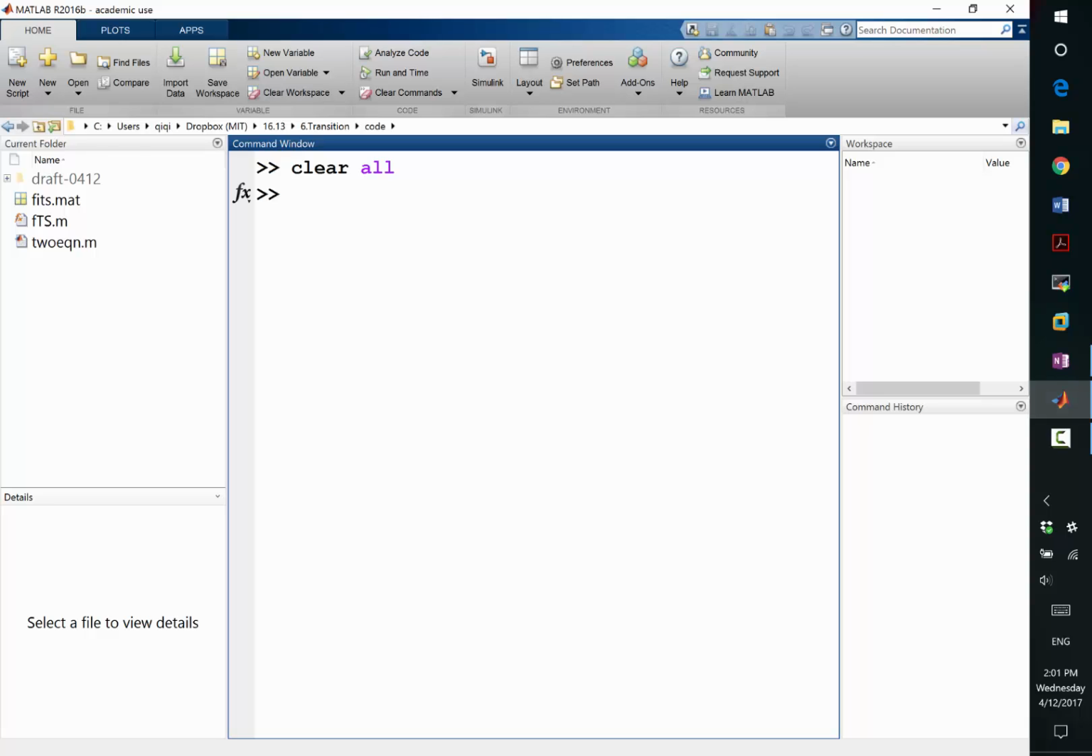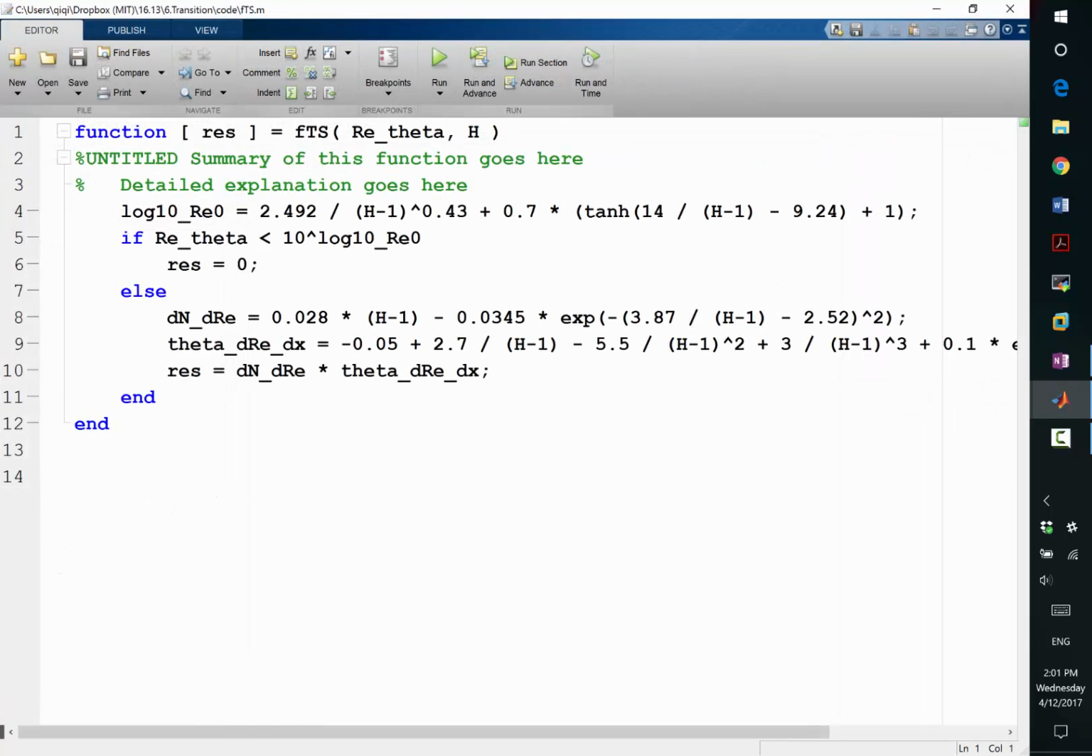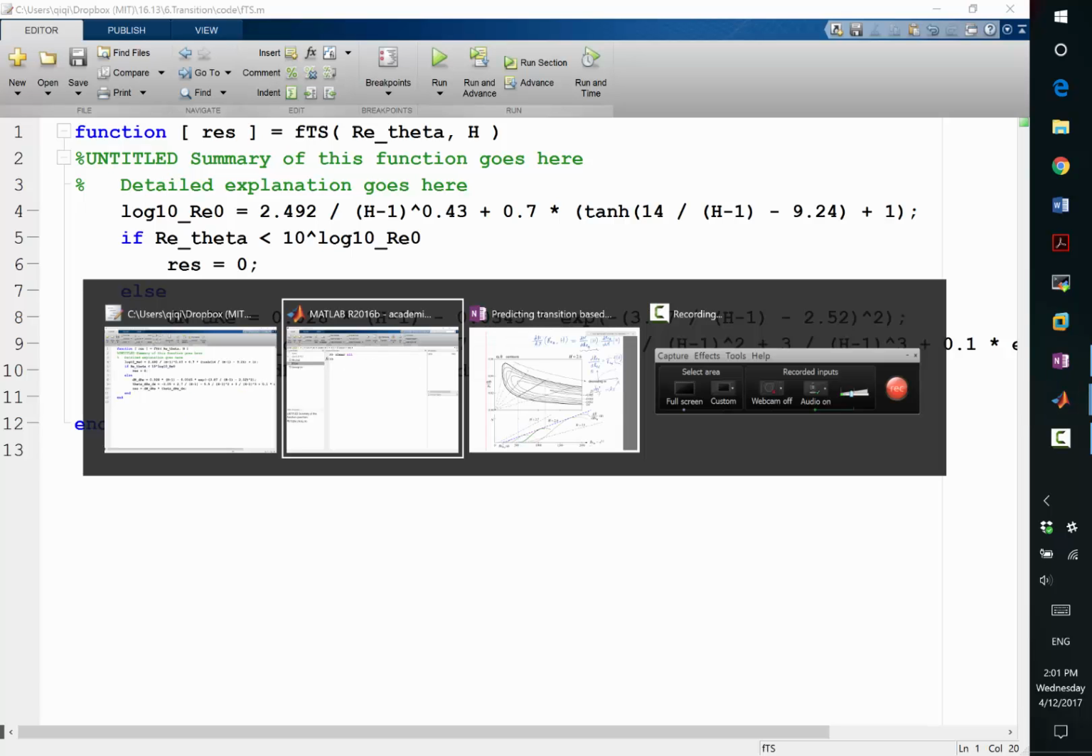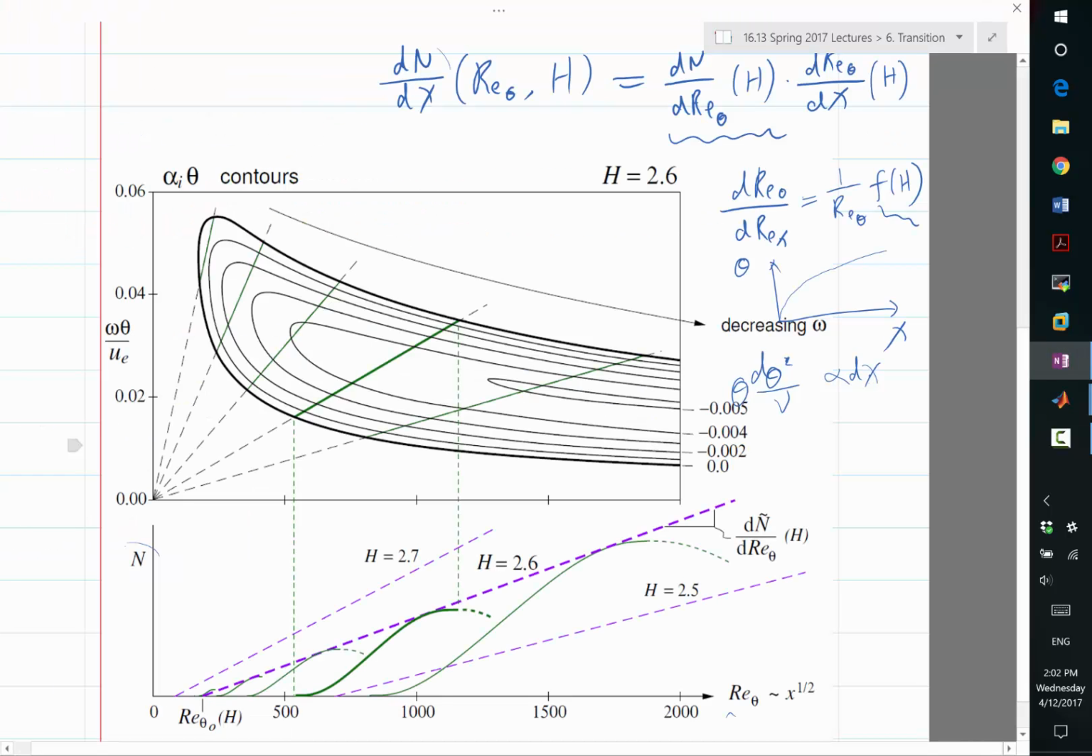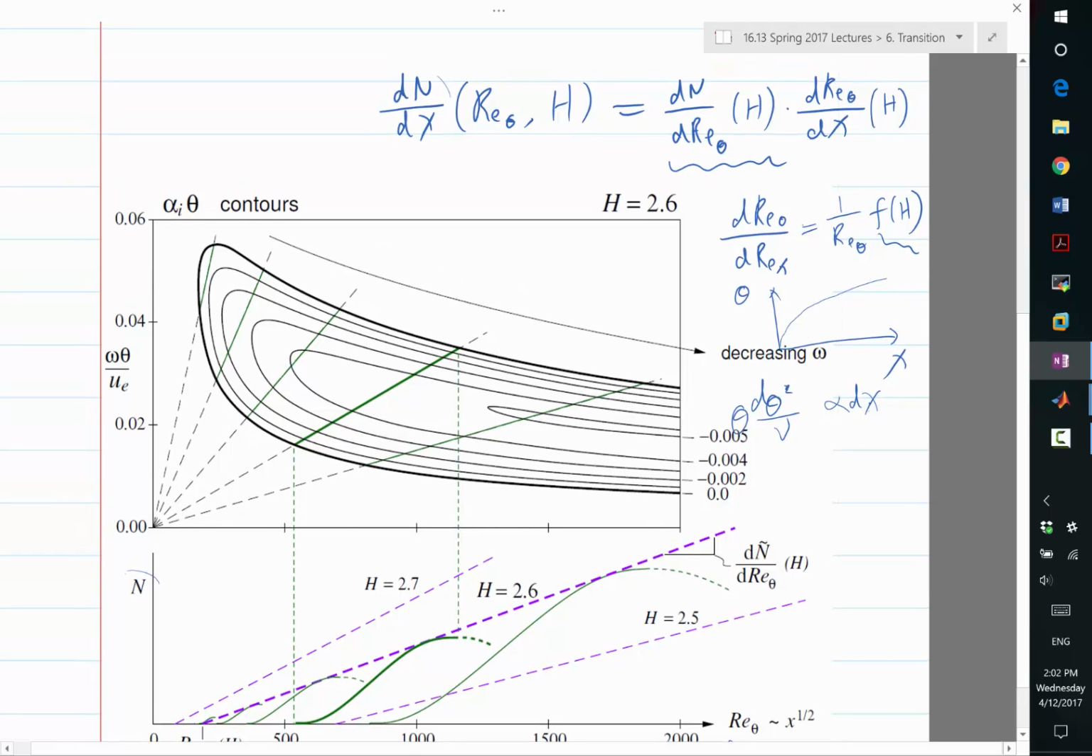So let's take an example of some boundary layer profiles. So this is the coded up version of this transition model, okay? And basically this FTS is the normalized version of how dn dx is going to grow.